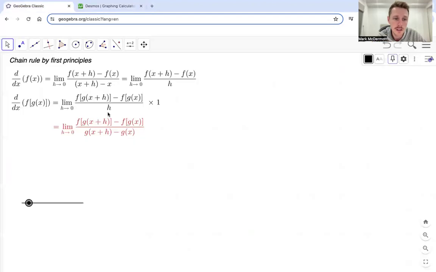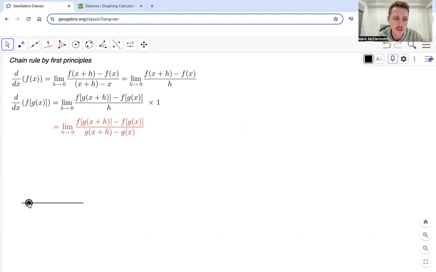So if we go back here, we can see that this denominator here is essentially the same thing as h approaching 0, because g of x plus h minus g of x approaches 0 as h goes to 0. So it's the same thing as saying the limit as h approaches 0 going to 0. Okay, you'll notice here that I've got multiplied by 1.